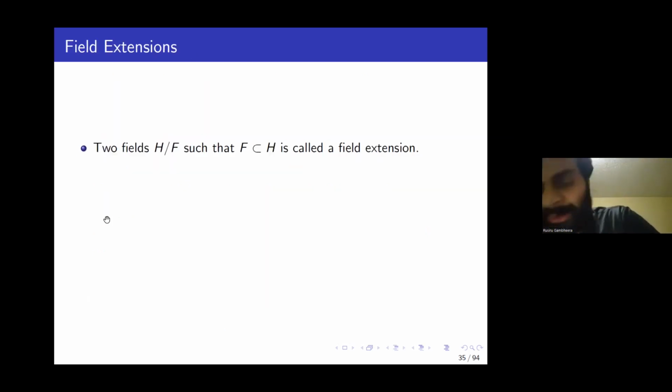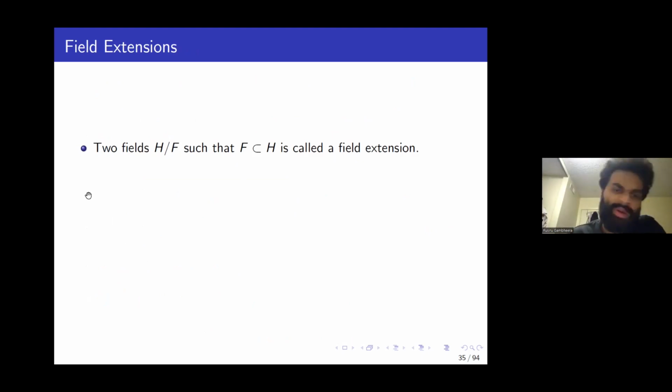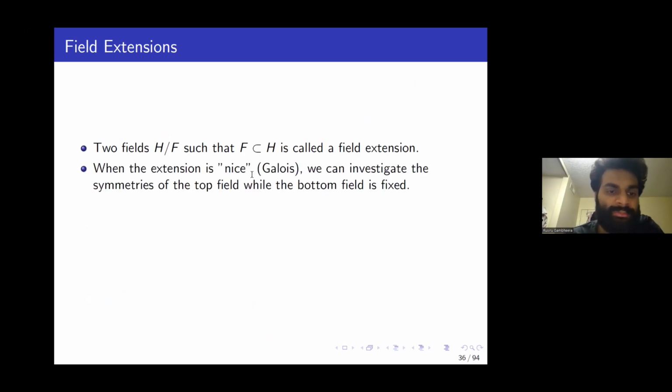All right, so now let's talk about field extensions. Sometimes fields can be contained in some other fields, right? In such situations, we call it a field extension. If we have two fields like this, if F is contained in H, we call it a field extension. When this extension is nice in a certain sense, if you already know Galois theory, what I'm talking about is an extension being Galois. If you don't know what it is, don't worry about it.